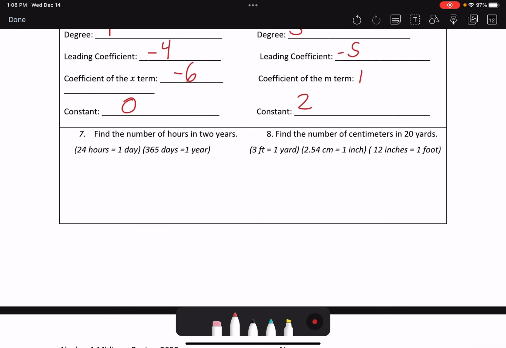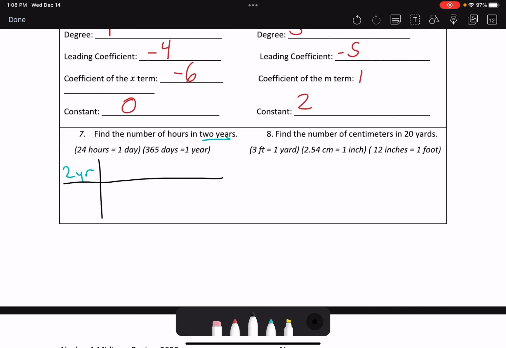From there, we went into dimensional analysis. So this is doing unit conversions. In order to do unit conversions properly, we want to start off with what's given to us. So it says find the number of hours in 2 years. So I was given 2 years, so I know that's where I'm going to start off.